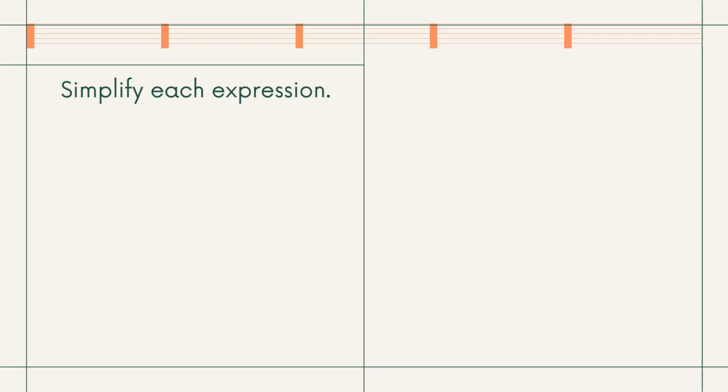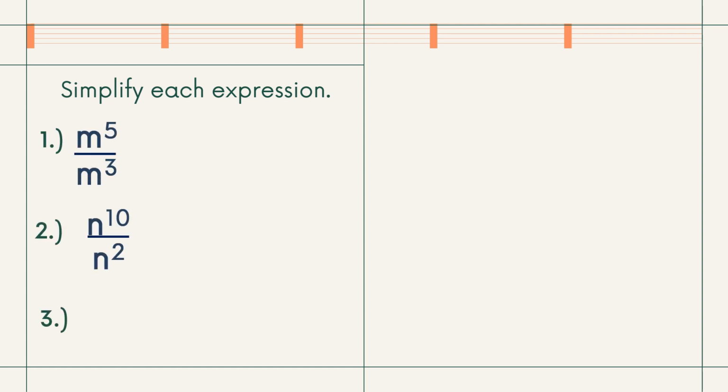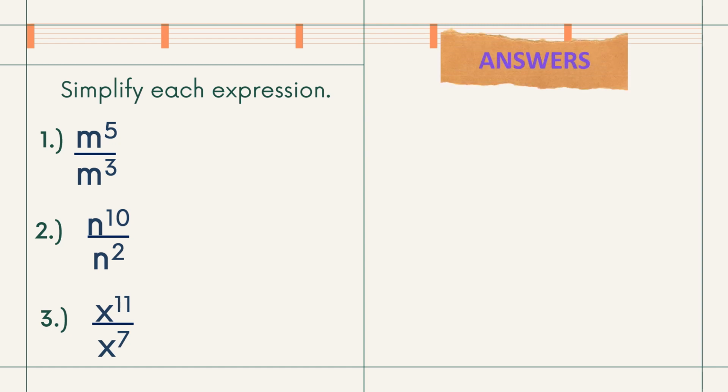To further understand the quotient rule, let's answer some exercises. Simplify each expression. Alright, pause this video and write your answer on a sheet of paper. Then afterwards, let's check your answer. Alright, are you done? Okay, let's check your answers.